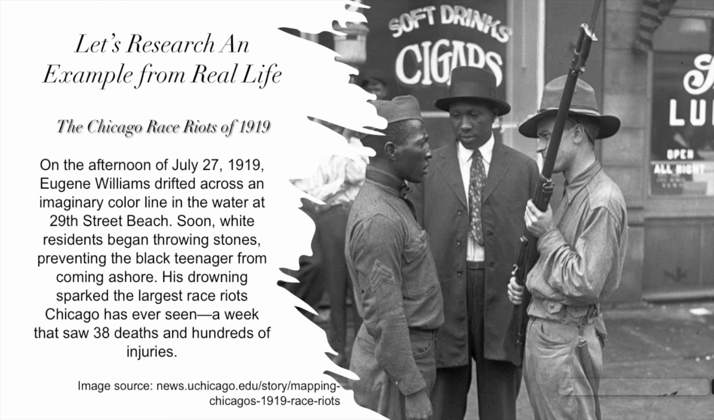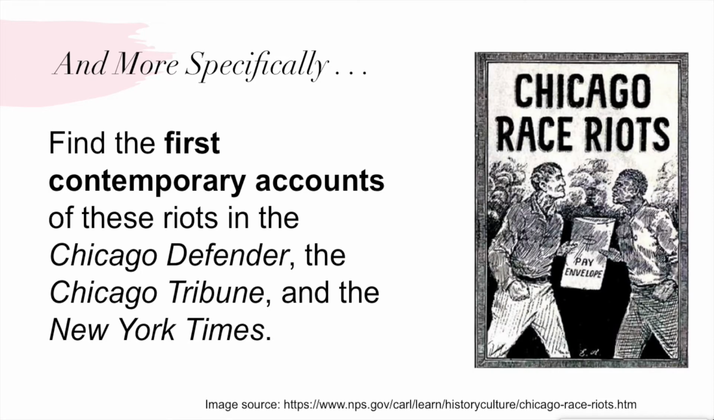Newspaper accounts allow you to reconstruct the events of those days and nights in all of their horror, with lists of the dead and injured, photographs of destroyed homes, and editorials expressing outrage and grief. Our assignment, which we will do together, is to investigate how these riots were covered by our 3 different newspapers. And more specifically, can we find the first contemporary accounts of these riots in each of our 3 newspapers?